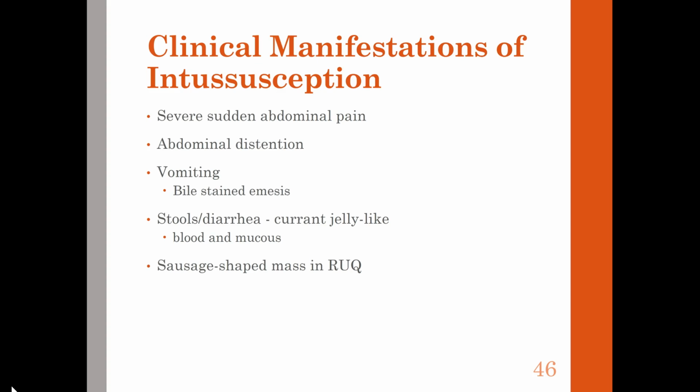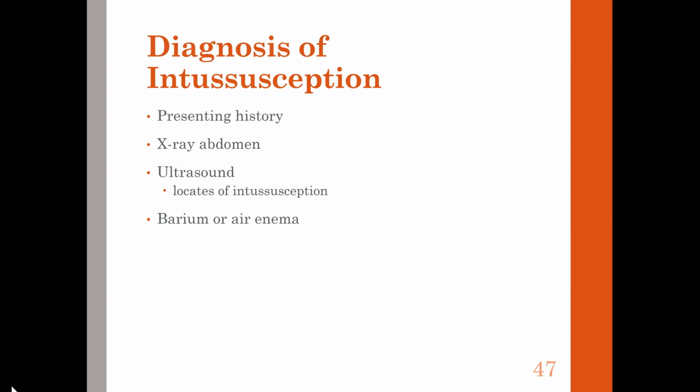And then you may find a sausage-shaped mass in the right upper quadrant. But again, that red blood and mucousy stool is just the hallmark sign. If they have blood and mucus in their stool, they have intussusception. So you're going to want to get a history on the child when they come in. They may x-ray the abdomen, or they may go straight to ultrasound, and that locates where the intussusception is happening.